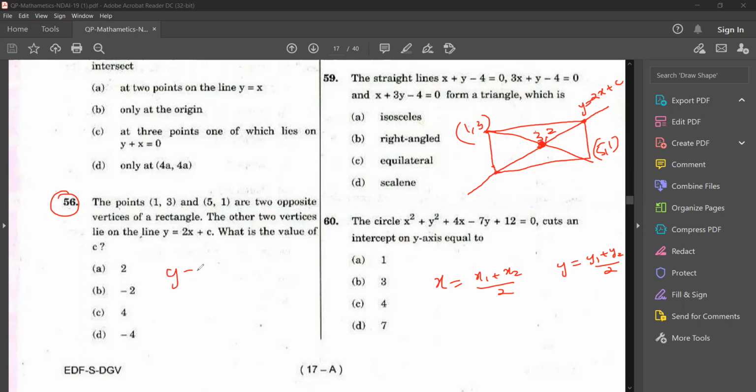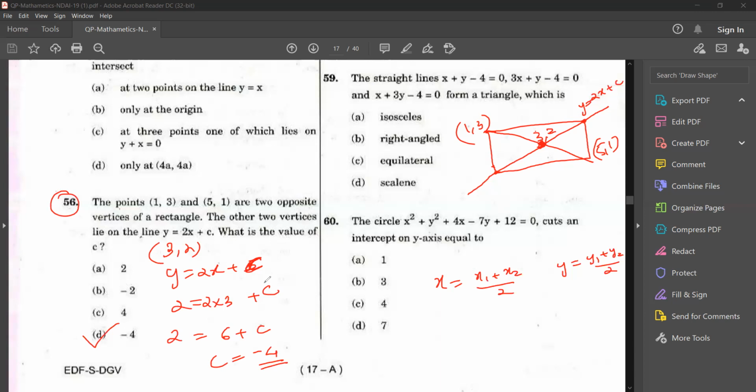Line is y equal to 2x plus c. This (3, 2): x equal to 3, y is equal to 2, so 2 into 3 plus c. See, the midpoint is (3, 2), and that lies on this line. That means this point will satisfy this equation, isn't it? So 2 is equal to 6 plus c. c equal to 2 minus 6, minus 4 is the correct answer.